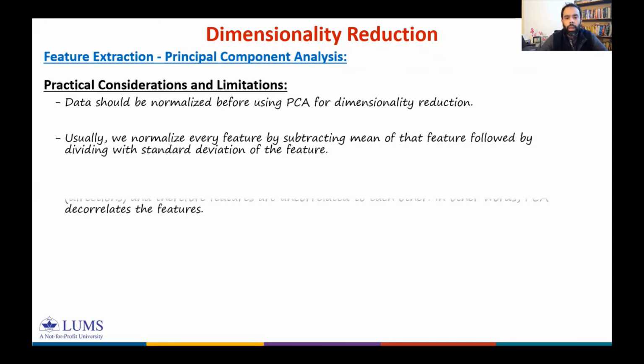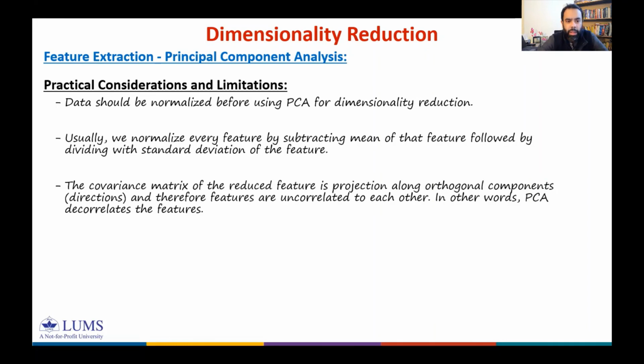Okay, and next, the covariance matrix of the reduced features, the projection along the components, is by design uncorrelated, or in other words we can say that PCA decorrelates the features. This is one of the strengths of PCA. Obviously there are some limitations.